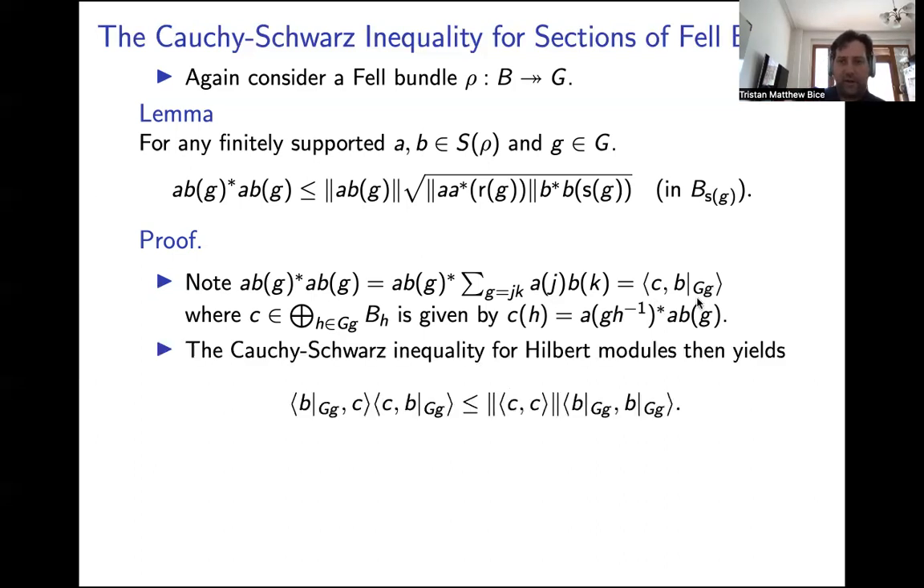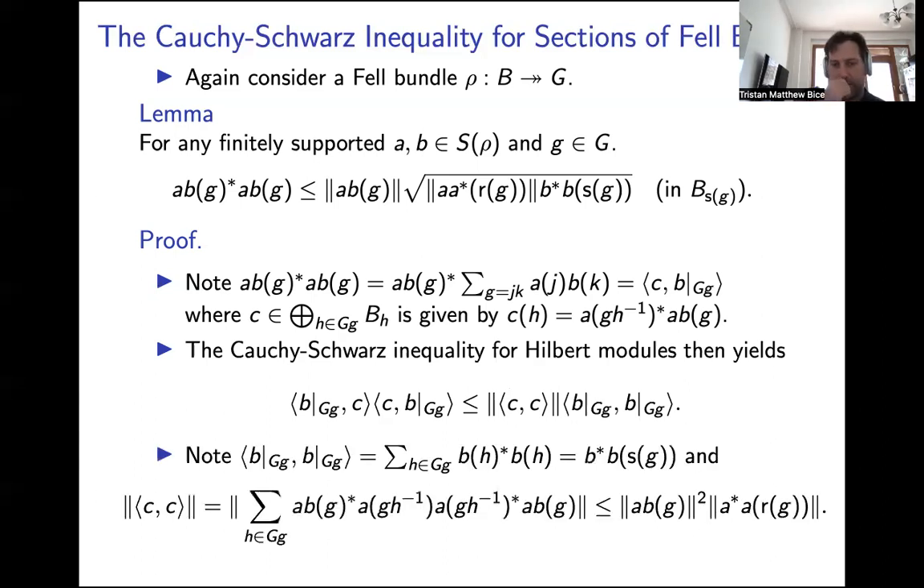Okay, and now that I've written it in this way, I can use this nice Cauchy-Schwarz inequality for Hilbert modules that we just proved. So we know that this operator here is less than or equal to the norm of C, C times this operator here. Okay, but this expression here, B restricted to G, G, looking at the operator you get by just taking the inner product with itself. Well, this is really the first part of this expression here. It's really just the value of the convolution of B star B at the source unit of G.